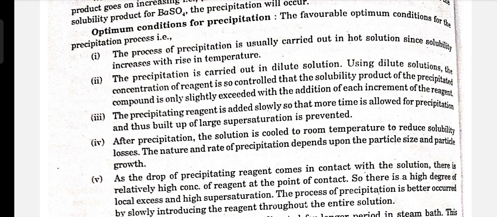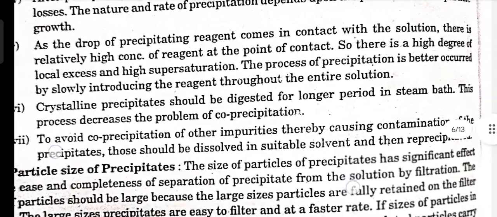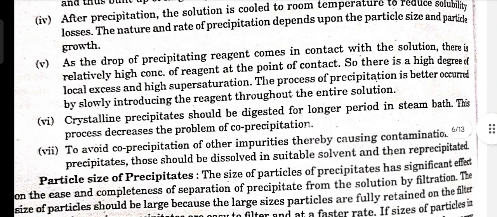Number 5, as the drop of precipitating reagent comes in contact with the solution, there is relatively high concentration of reagent at the point of contact. So there is a high degree of local excess and high supersaturation. The process of precipitation occurs better by slowly introducing the reagent throughout the entire solution.